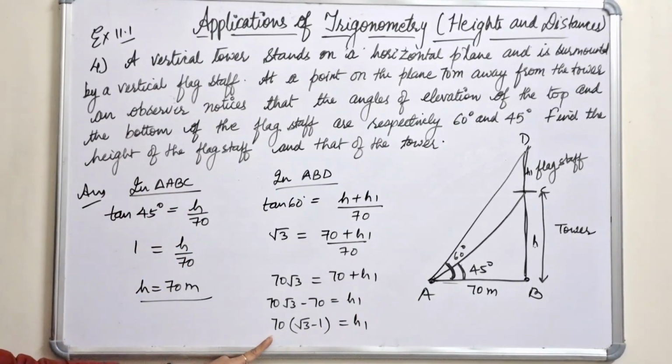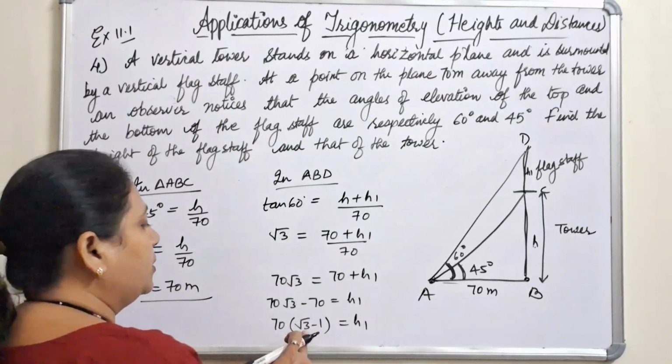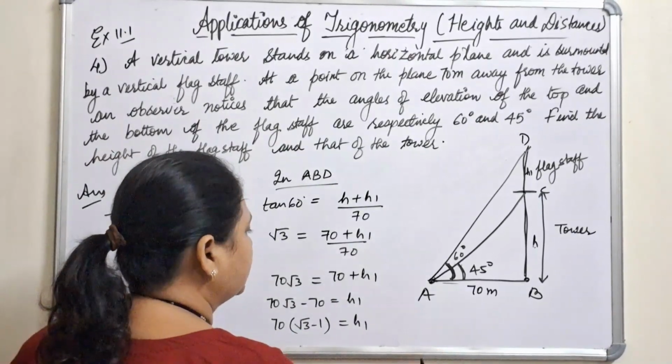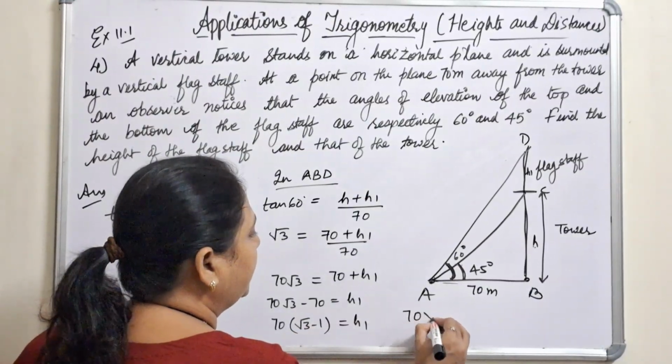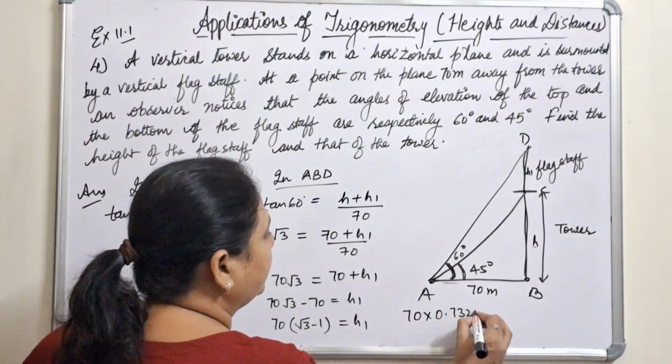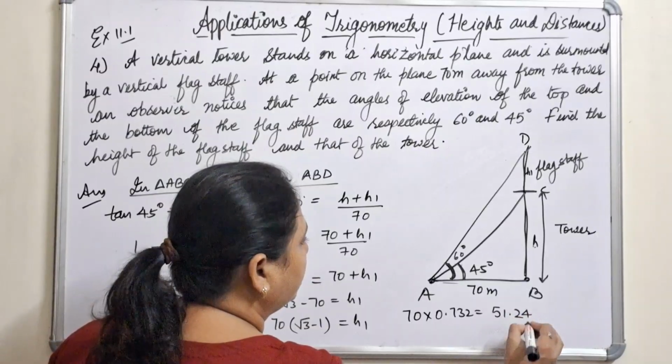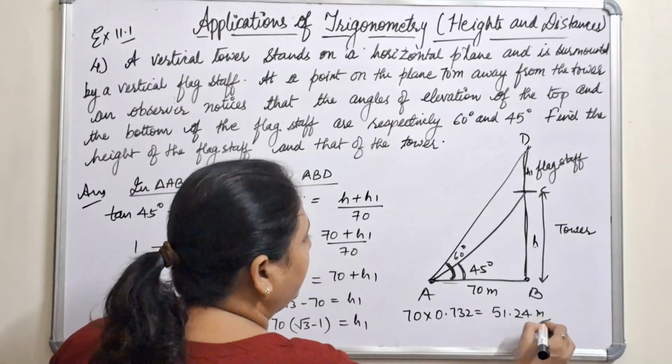You can take 70 as common, leaving root 3 minus 1. You can leave it like this only, or if you want, substitute the value of root 3: 1.732 minus 1, it will be 70 into 0.732, which is 51.24 meter.